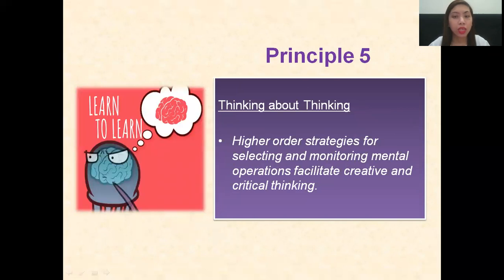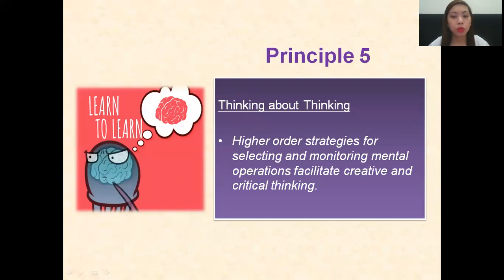Principle 5 is thinking about thinking. In our previous lesson, we have learned that thinking about thinking refers to metacognition, which is an awareness and understanding of one's own thought processes. This principle states that higher order strategies for selecting and monitoring mental operations facilitate creative and critical thinking.